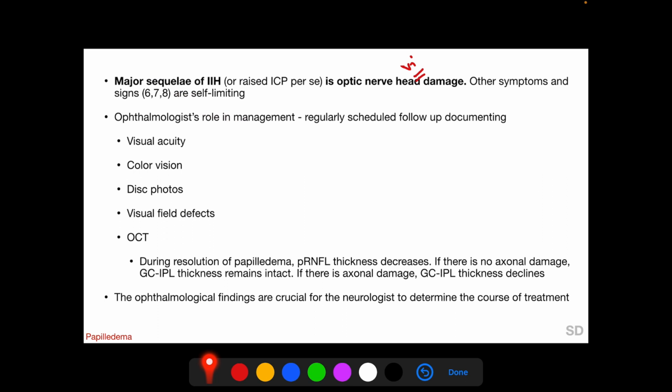So what is the ophthalmologist's role in management? Regularly scheduled follow-up to document the visual acuity, color vision, disc photos, visual field defects and OCT. OCT we have discussed in a previous session. So during resolution of papilledema, the p-RNFL thickness decreases, and if there is no axonal damage, the GC-IPL thickness remains intact. If there is axonal damage, the GC-IPL thickness declines. The ophthalmological findings are crucial for the neurologist and the neurosurgeon to determine the course of treatment.